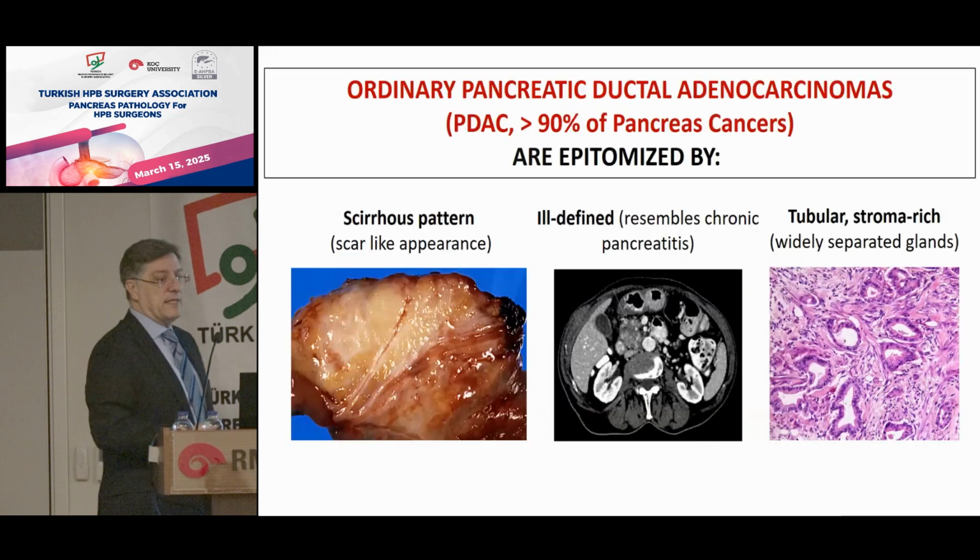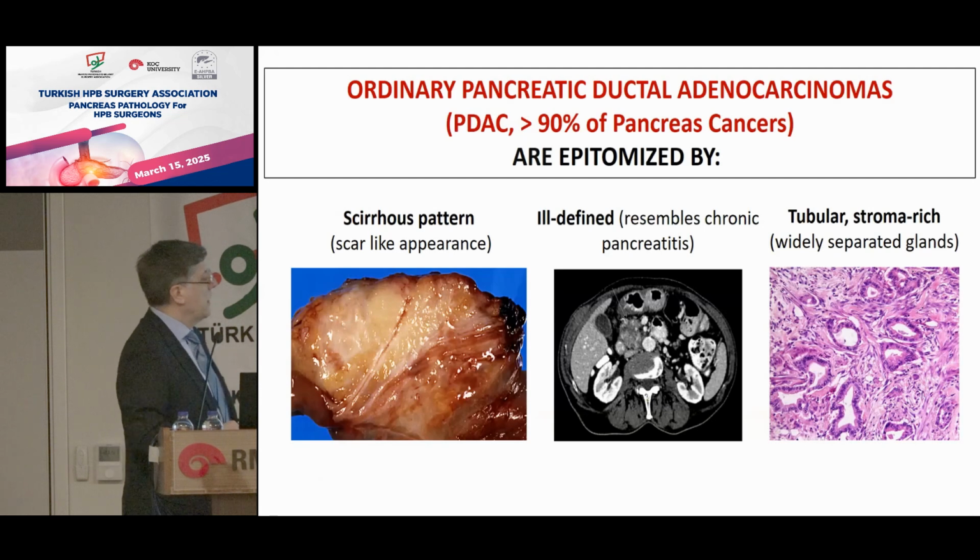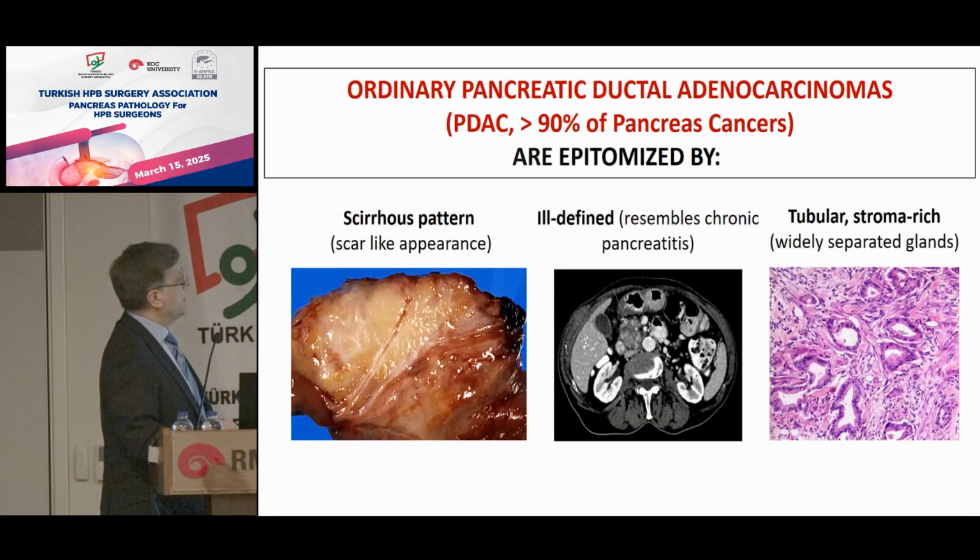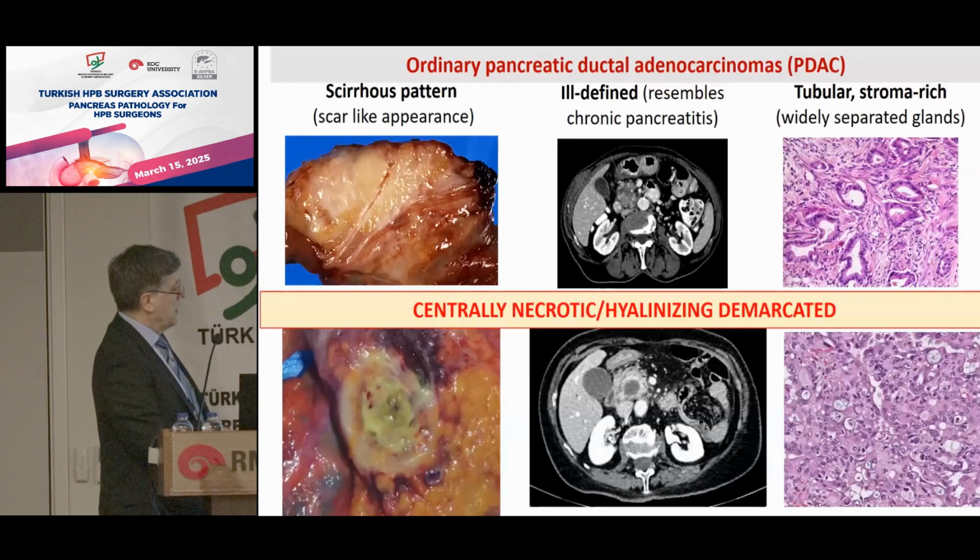A subset of PDACs that's becoming interesting and significant are those that don't show the classical sclerotic scirrhous pattern. We are illustrating the classical PDAC features here. Again, pseudotumor-like, scar-like appearance, ill-defined, tubule-forming, desmoplastic stroma. Now, there are cancers in the pancreas that are of PDAC origin, but instead they form these demarcated tumors that have central necrosis and much more cellularity and pleomorphism.